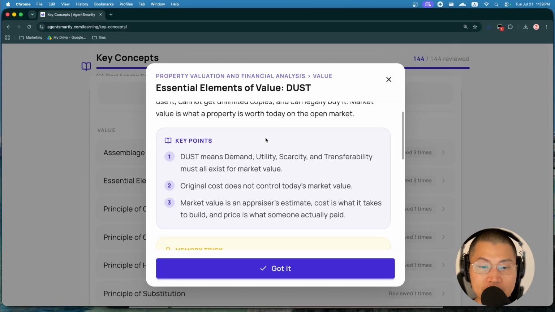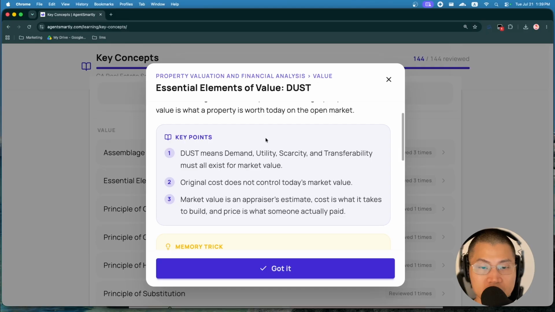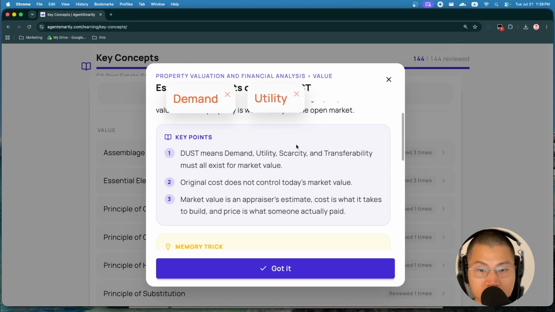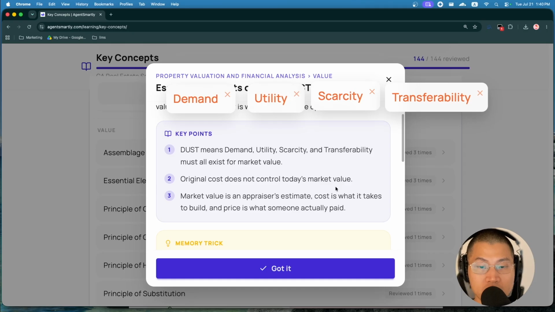So for the key points right here, DUST simply means four aspects or four things that people care about. Let me highlight that. Demand, utility, scarcity, and transferability. So, okay. The original cost doesn't control today's market value. And the market value is an appraiser's estimate, right? The cost, what it takes to build, is not the price someone actually paid.